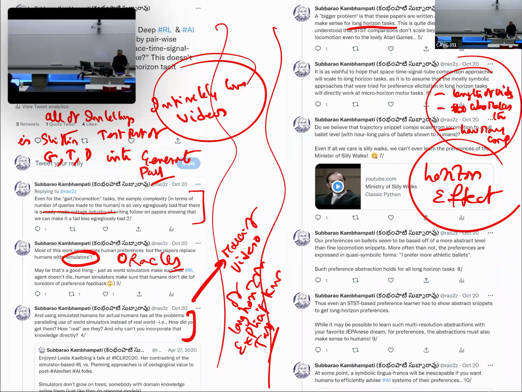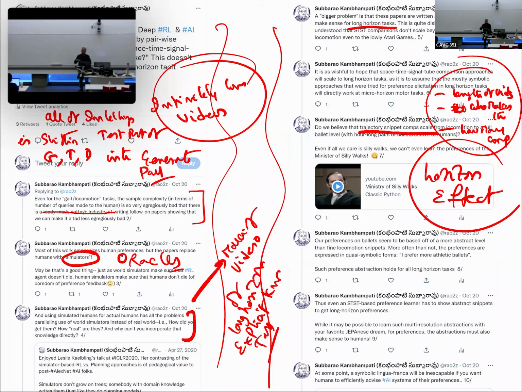Okay. And so really, do we believe that a trajectory pairwise comparison scales from locomotion to a ballet level? Forget about how the US as a state evolves, right? Just ballet. I can show you 5 millisecond snippets of ballets, and can I understand your ballet preferences? Of course not. You can have both micro and macro level preferences.